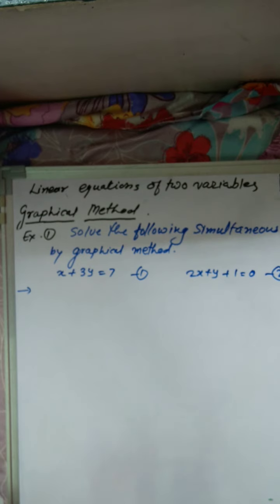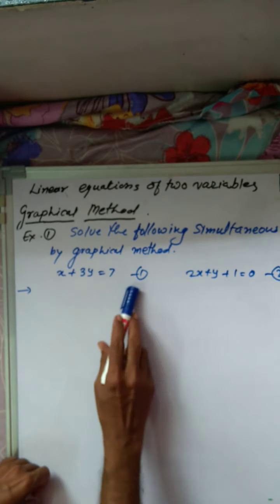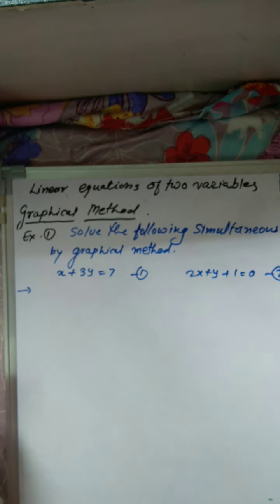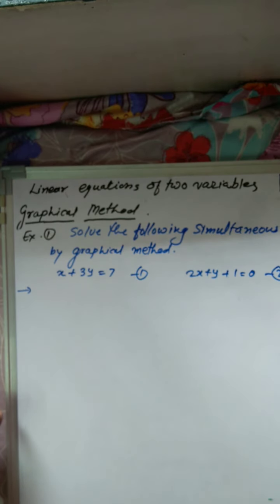For solving by graphical method, these are the linear equations. That means these equations represent lines on the graph. We draw those two lines on a graph, and the point of intersection is the solution of the simultaneous equations.